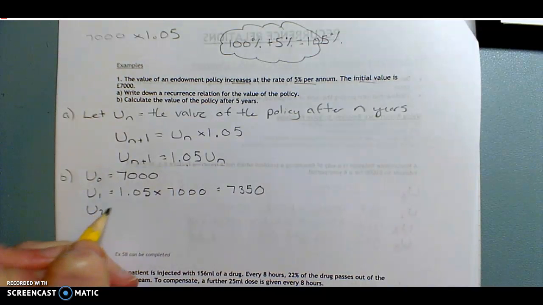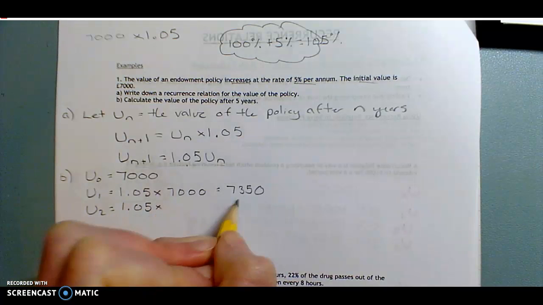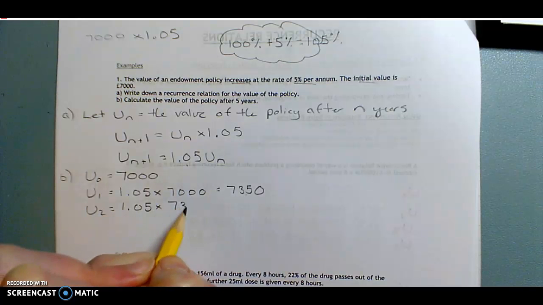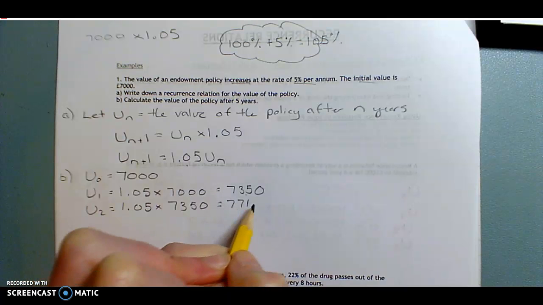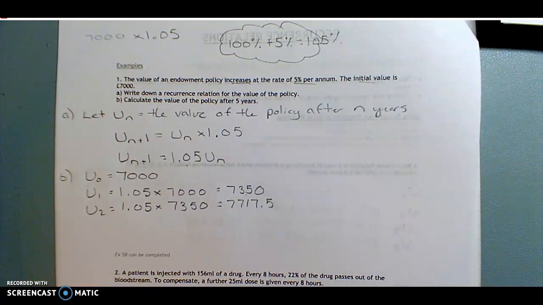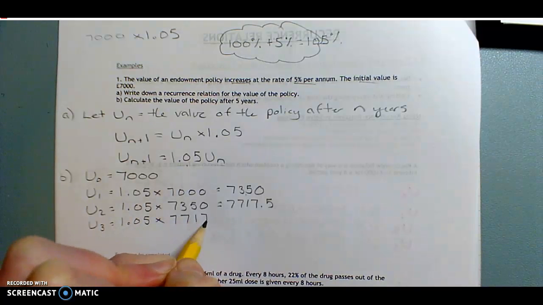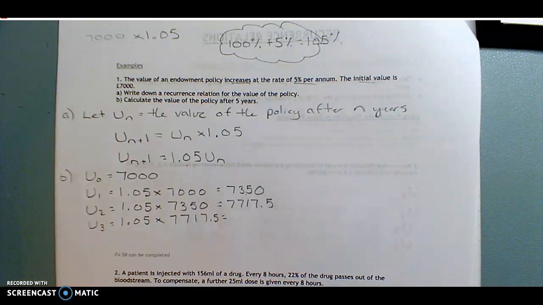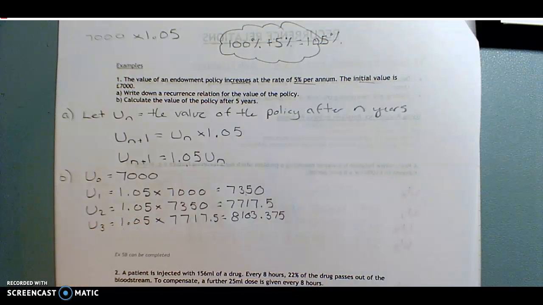To get U2, we're going to take 1.05 and multiply it by our current value, 7,350. When you do that, 7,717.5. To get U3, 1.05 times our current value, and you'll get 8,103.375 when I type that into a calculator. And then you just repeat.